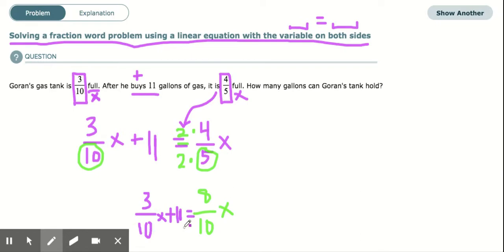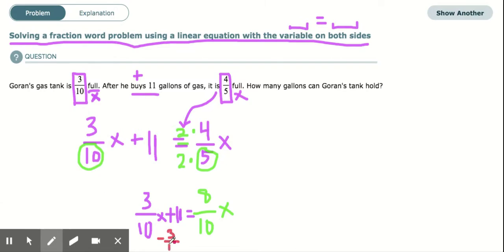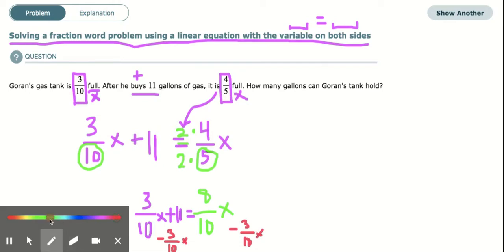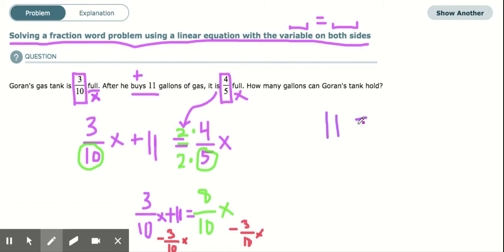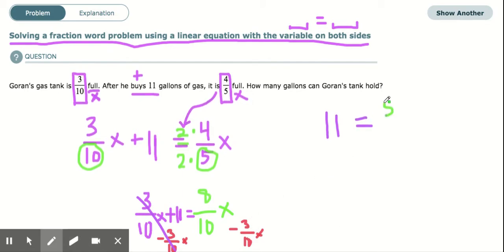Now let's get all the x's on one side and solve. It'll probably be easier if we take the smaller one away from both sides. So let's subtract 3/10 x from the left side and from the right side. And let's see what we have left. Well, the 11 is still there. So 11 equals, right, these canceled out. And then what's 8/10 take away 3/10? Well, that means just 5/10 is left, right?